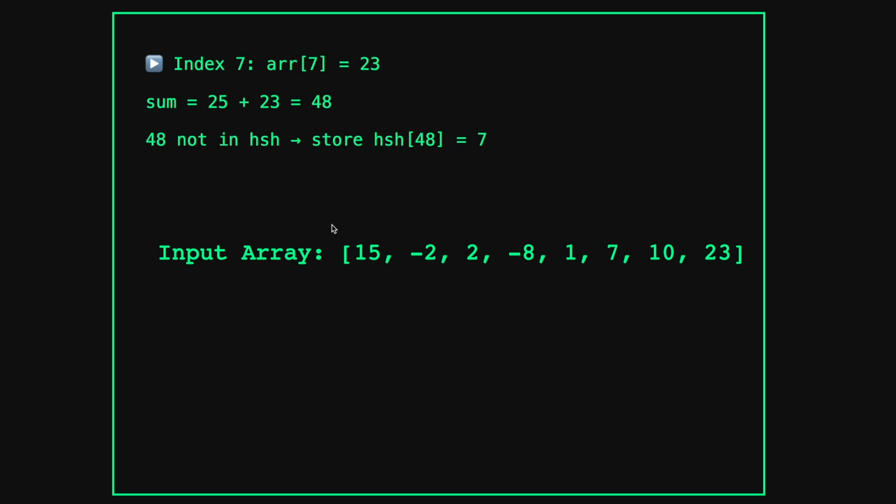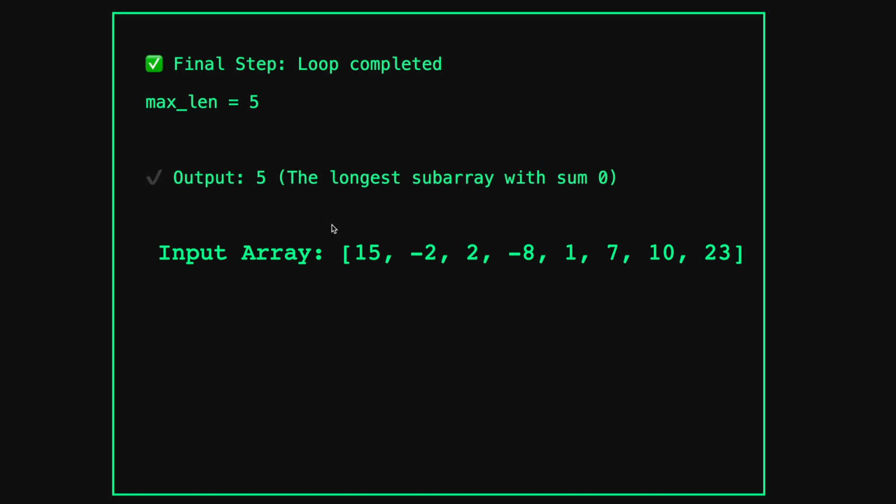48 is not present in the hash map, and so again I will store 48 in my hash map with index equal to 7, right? And that's it. Now I have completed the loop. I will come out of the for loop, and whatever is the value of my maximum length at this particular point in time after coming out of the for loop, that is going to be my final output.